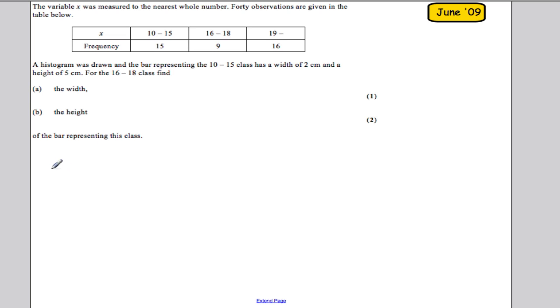So let's write down, okay, so we're dealing with the class of 10 to 15. And just having a look at the data, we can see there's gaps in the data, which means the lowest is 9.5, the highest would be 15.5. That means that the class width for this particular group is 6. The width of the bar is 2, and the height of the bar equals 5.